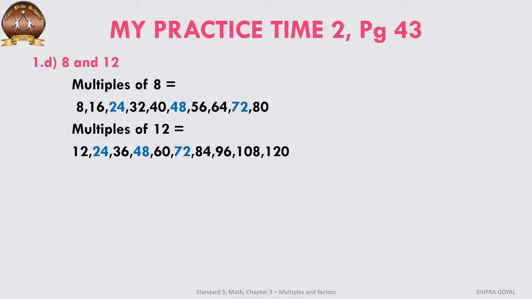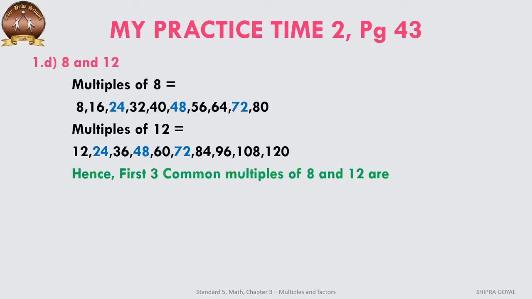There can be many more multiples, as I said, but because we have been asked only the first three multiples, we are writing only the first three common multiples. So the first three common multiples of 8 and 12 are 24, 48 and 72.